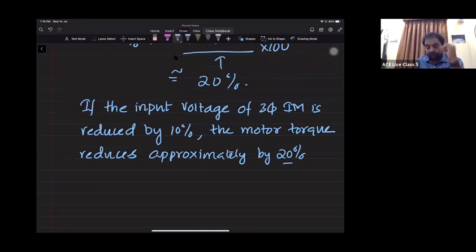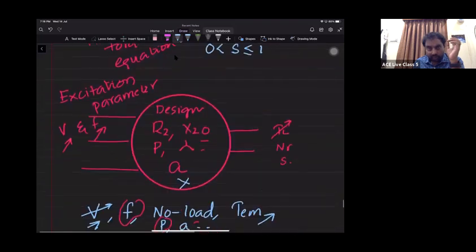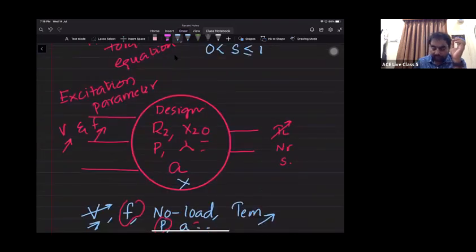Right. So one observation we have seen. What is the relation we have between the motor torque and the supply voltage? Motor torque is directly proportional to the square of the supply voltage. Whenever the supply voltage is reduced by 10%, the torque reduces approximately by 20%. That is the reason you are not supposed to operate the motor with less than the rated voltage.